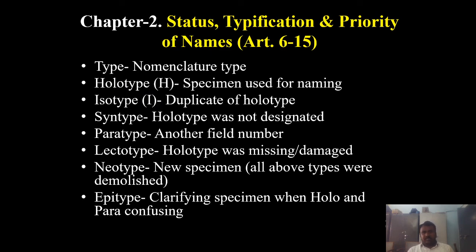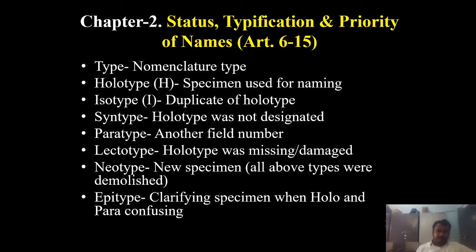Chapter 2, status, typification and the priority of names. About 10 articles are there in this chapter 2, that is 6 to 15 articles. I already told the second principle of the ICN is for naming a taxon there should be a nomenclature type. This nomenclature type may be a specimen or an illustration or a photograph. For fungi, the culture of the fungi is also a nomenclature type. There are several types.